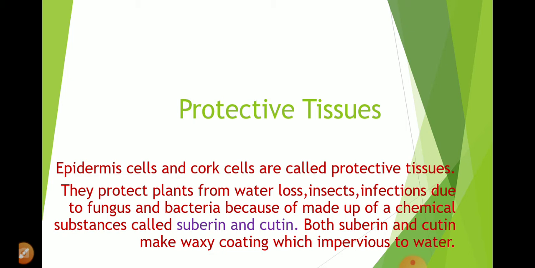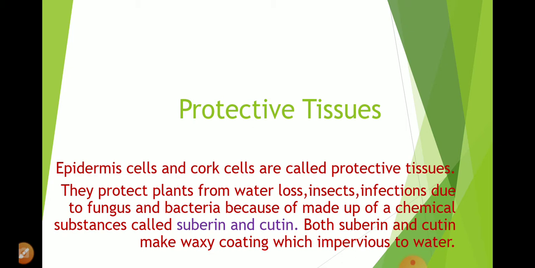So, protective tissues are epidermis and cork. Cork cells and epidermal cells are collectively known as protective tissue. As the name suggests, they offer protection to the plant's parts like root, stem or leaf. So let us see what are the components which make the protective tissue or which are very helpful to the protective tissue.